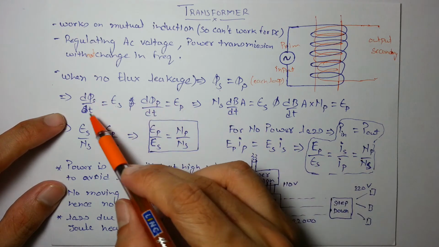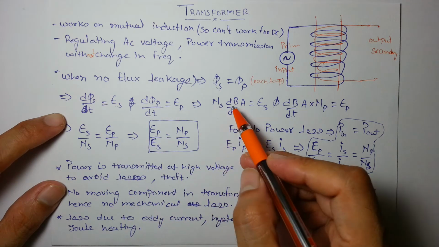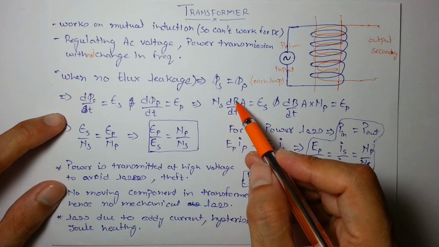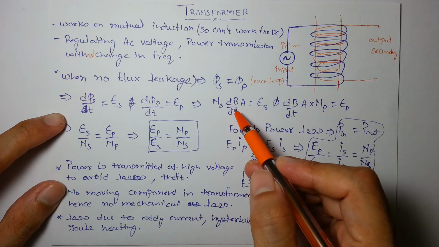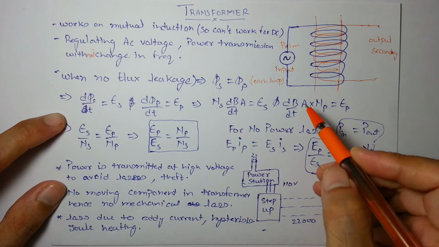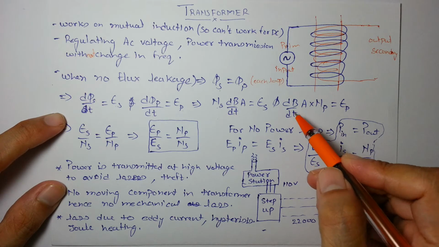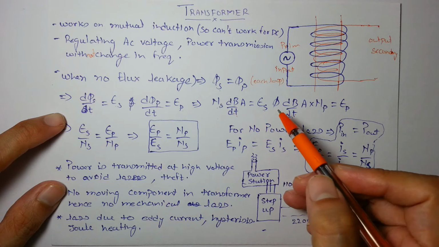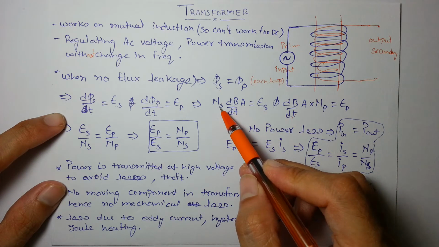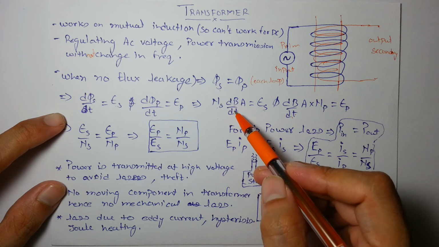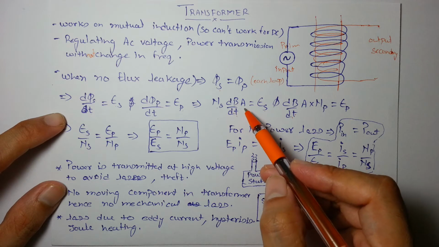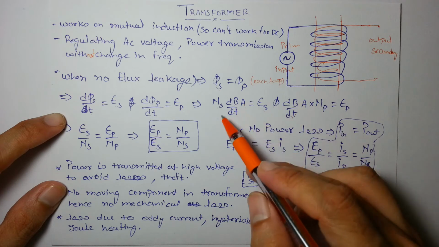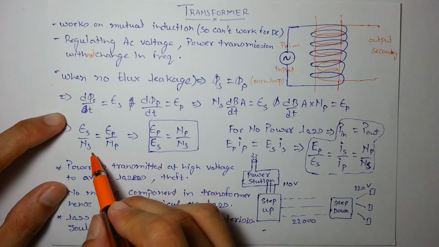So what is this? d phi by dt is nothing but NBA, and the only thing that is changing is the magnetic field, and the rate of change of magnetic field is the same in both. So secondary EMF is number of turns in secondary, rate of change of field in secondary, which is same as primary, area, which is also same as primary. So these two terms will cancel and we are left with this.